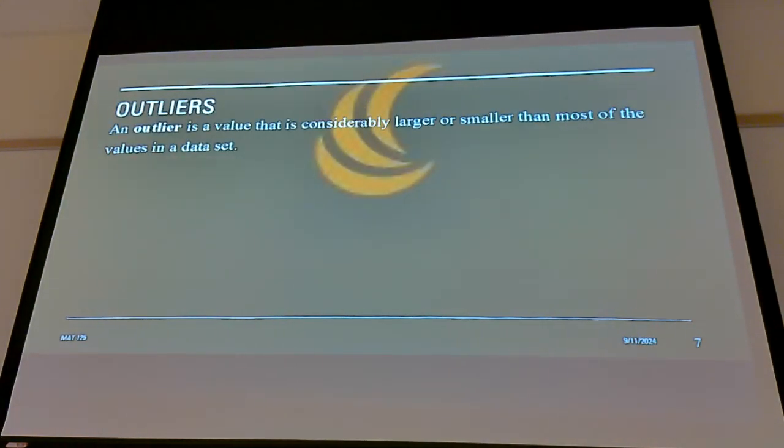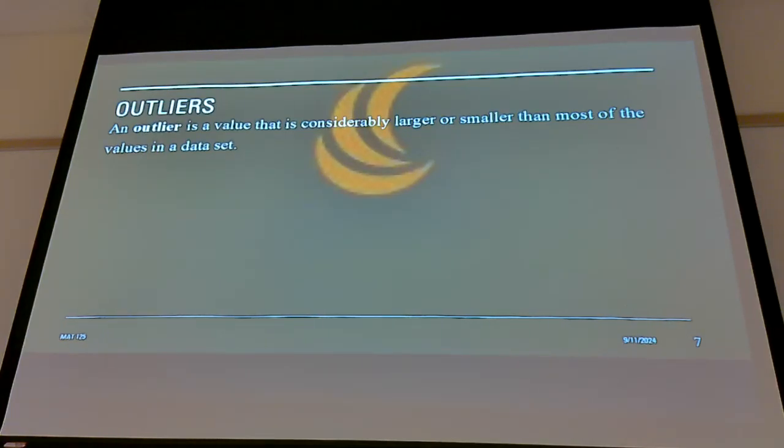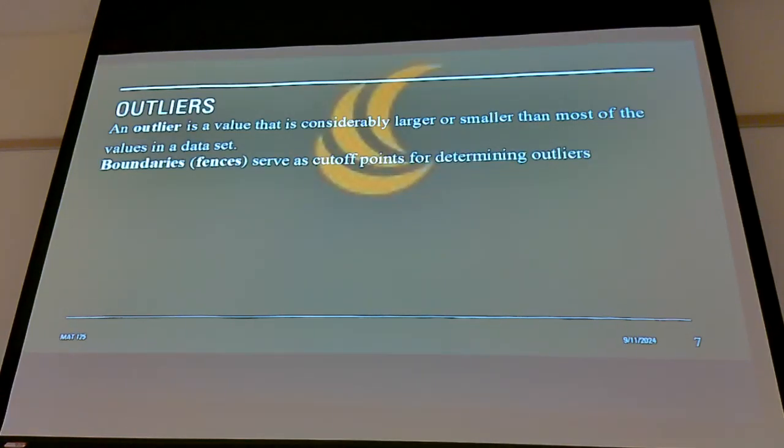All right, so I already mentioned what outliers are. It's a value that is either considerably larger or smaller than most of the values in a data set. And they can affect certain values like the mean. How do we determine outliers? We need what are called boundaries or fences. These serve as cutoff points.